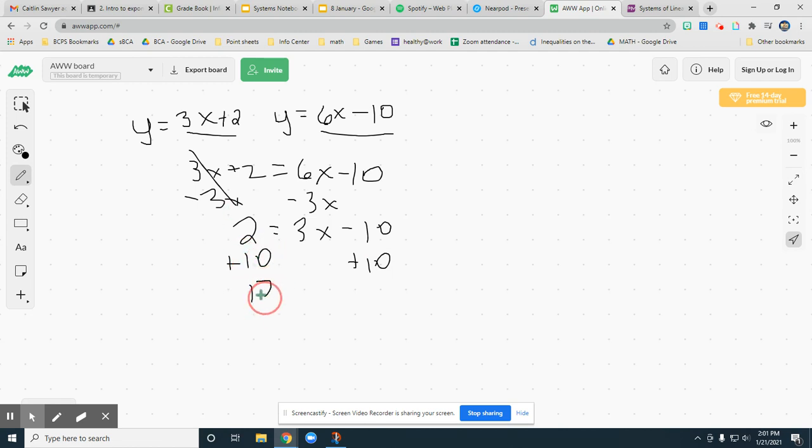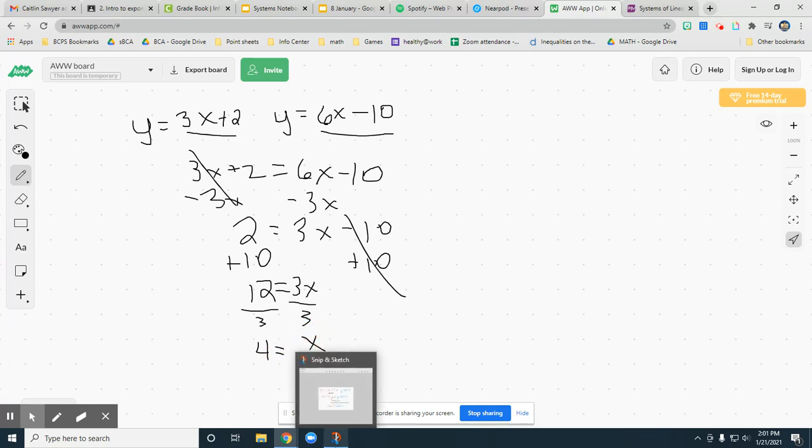2 plus 10 is 12, equals 3x. Now, minus 10 plus 10, those are additive inverses, they become 0. So I'm left with 12 equals 3 times x. Inverse operations say the opposite of multiply is divide. So 12 divided by 3 is 4, which tells me x has to be equal to 4.